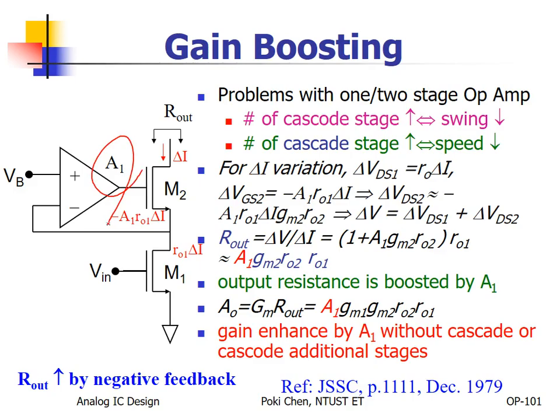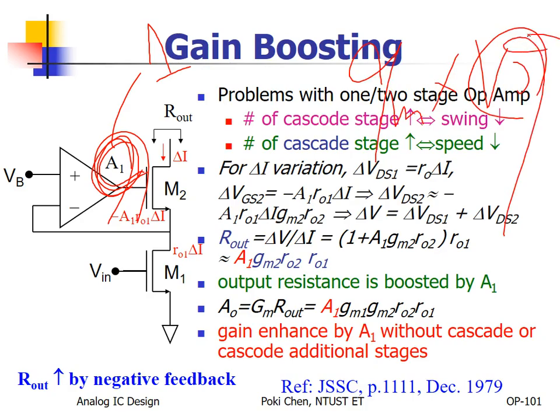All the gain will be sacrificed. So, what will be the consequence? For example, the output resistance will be increased, because the gain is sacrificed to 1. All the gain is sacrificed, so all the parameters will be enhanced by the same amount. I mean by A1. Never mind output resistance or output gain, because output gain is GM by RO, right? It is increased by A1.